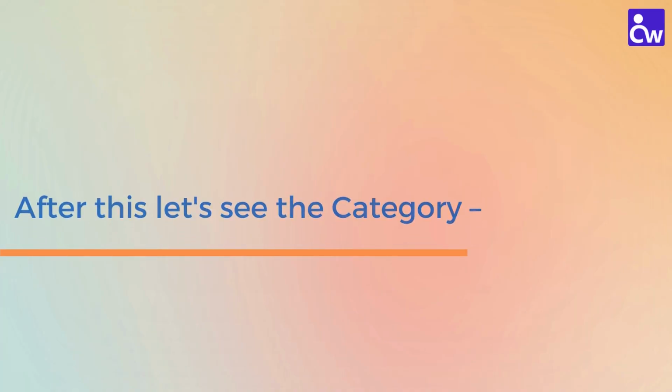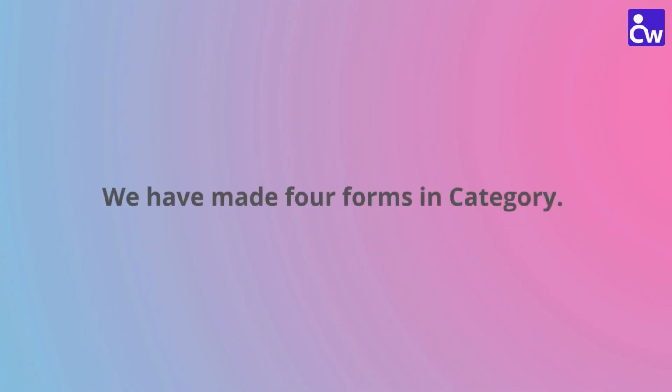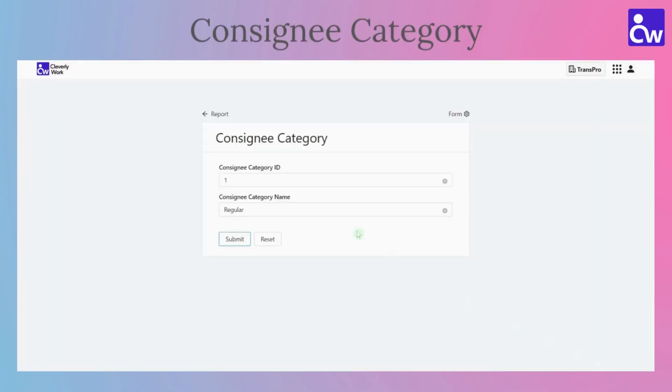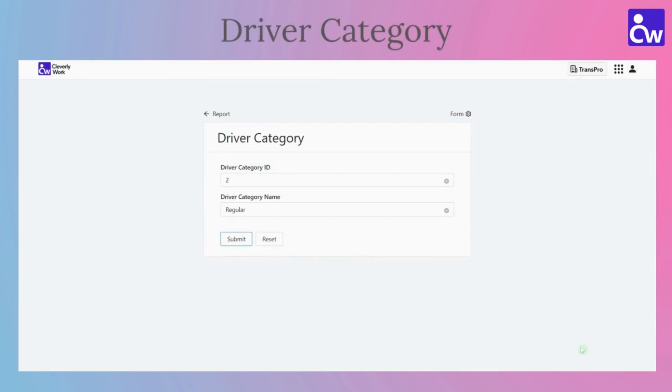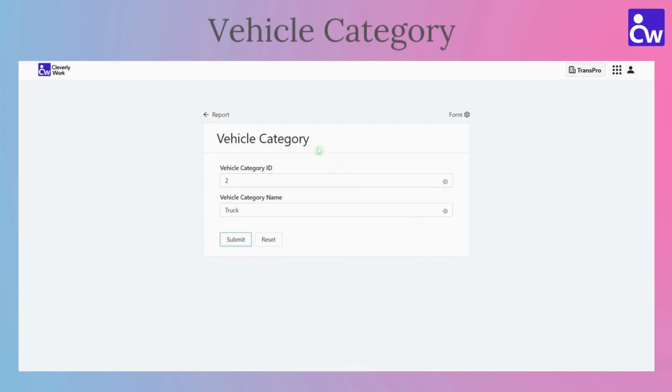After this, let's see the category. We have made 4 forms in category. First is consignee category. Consignee category ID and category name are inserted in this. The next form is consignor category. Category ID and category name of consignor are inserted in this. The third form is driver category, in which driver category ID and category name are mentioned. Next is the vehicle category form, in which vehicle category ID and vehicle category name are mentioned.